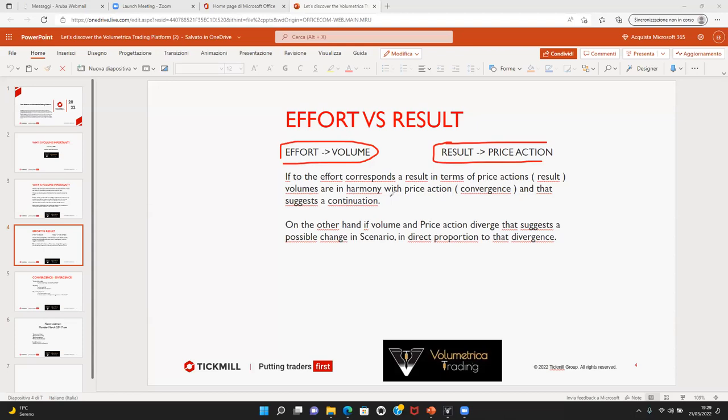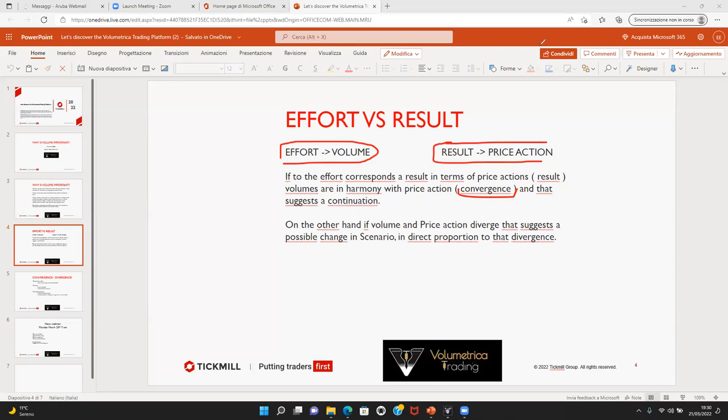Because in that case, we would have a harmony between volume and price action. So basically a convergence of factors. And that would suggest that the move is made in a genuine way, in terms of volume accompanying that move. But on the other hand, if volume and price action diverge, that would more suggest a possible change in scenario. Of course, that happens in direct proportion to that divergence.